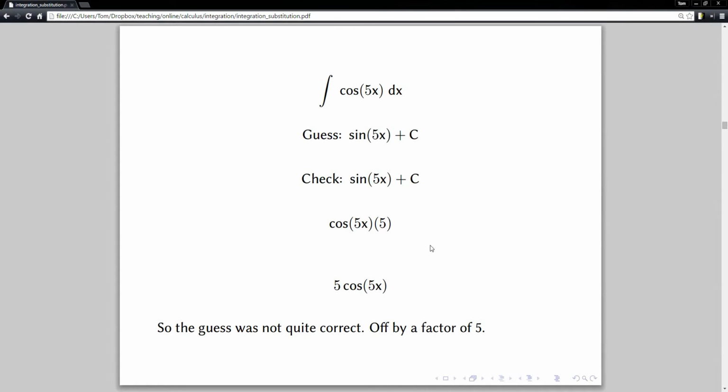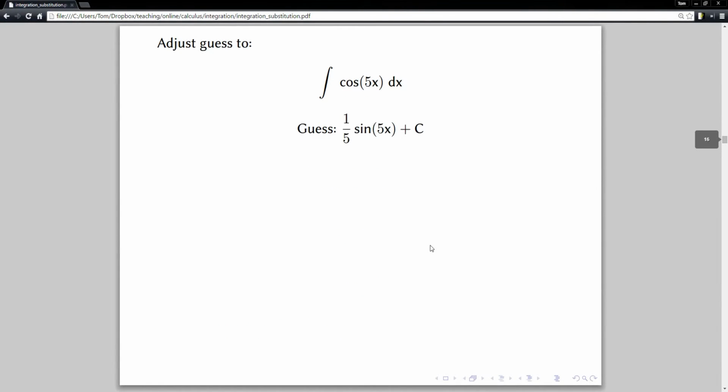That's where the real work comes in. Okay, so I'm going to adjust my guess to 1/5, right? Remember I had a 5 in there, and when I checked, I didn't really want that 5 in there. So I'm going to put a 1/5 out in front, okay? And because of the way that the constant multiple rule works, it will get rid of that 5 there for me.